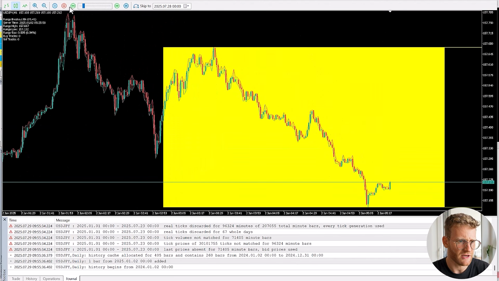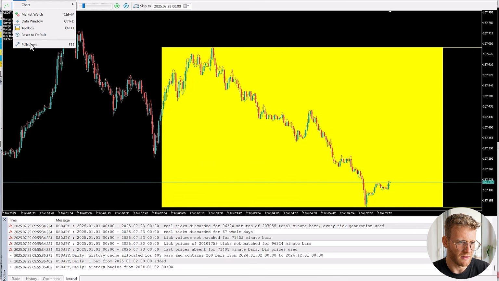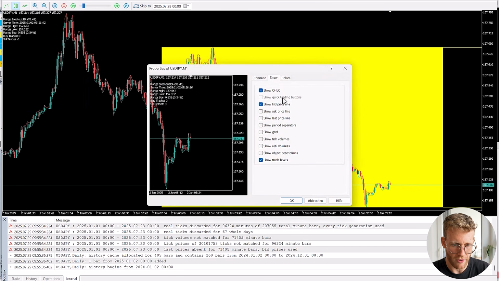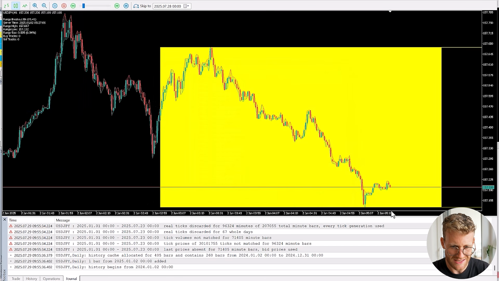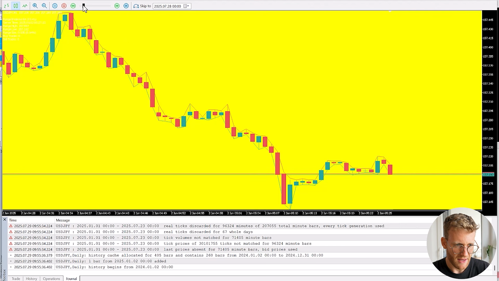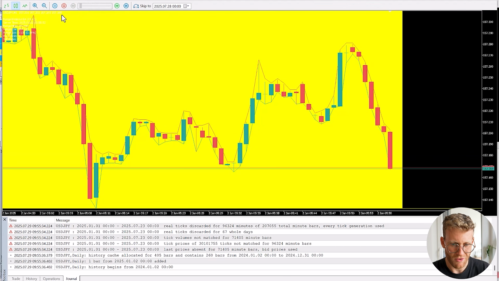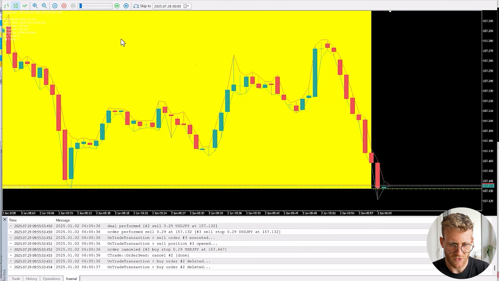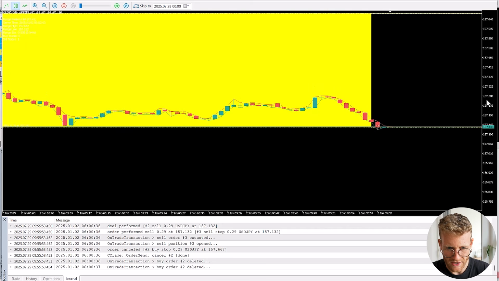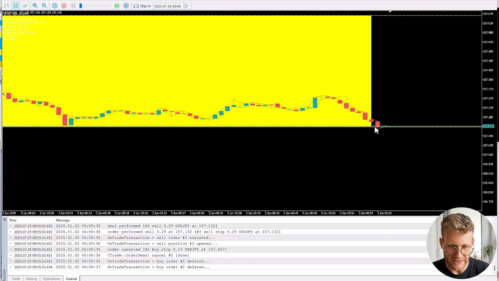So we can see here, and if I now also go to properties and show the ask line, we will see the ask line here. And yeah, the colors are not perfect, but yeah. So once the range here is finished, we can see, okay, yeah, never mind. We do see the first trade already. So you can see there was a sell trade executed at the bid price, of course.